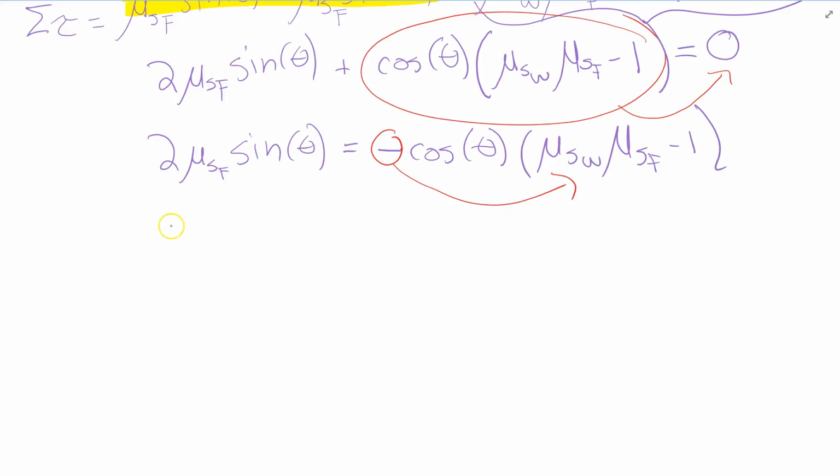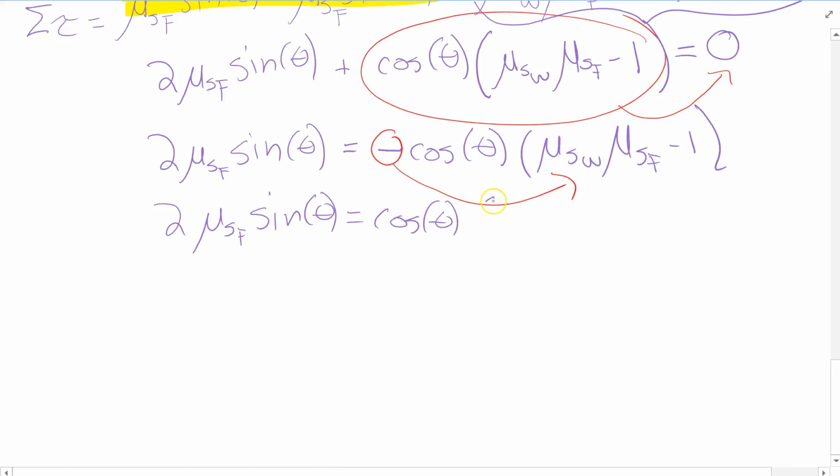That'll be very simple. That'll look like this: 2 mu sine theta, mu static floor, times sine theta equals cosine theta times, if I distribute this negative in, I'm just going to flip this over, 1 minus mu static wall times mu static floor. This will become negative, and this will become positive, and you guys know how much I hate leading negatives, so I just flipped the terms. That's totally fine. Now I'm going to start combining my like terms and get rid of my mismatch.